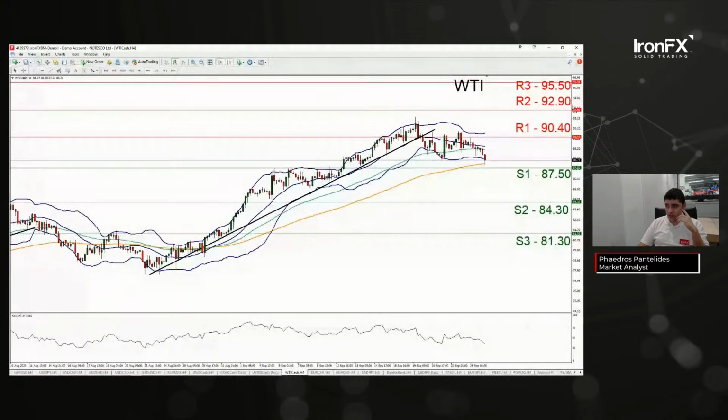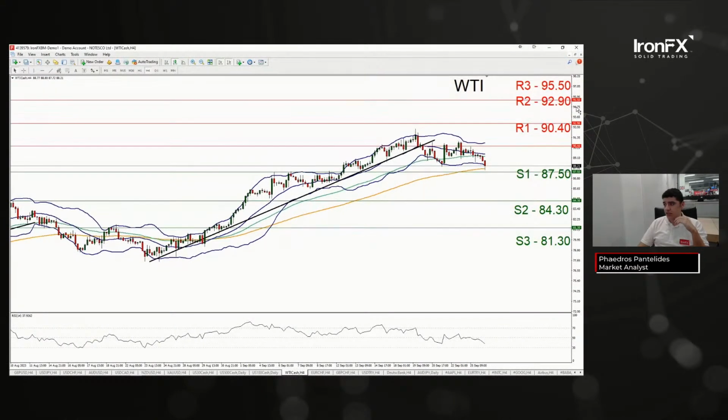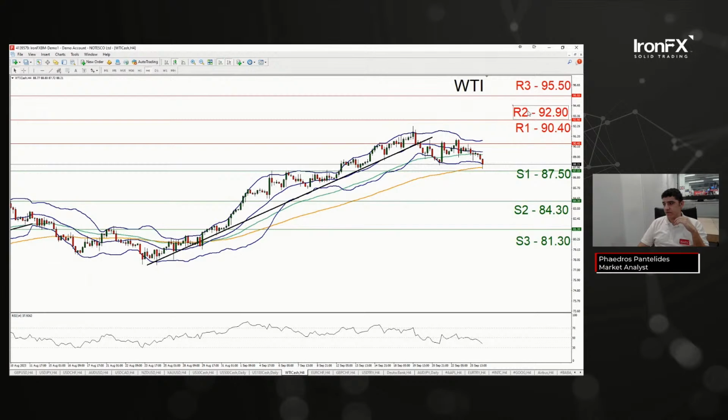R1 is 94.00, R2 is 92.90, and R3 is 95. So from a technical point of view, looking at the RSI, it's aiming for 30, implying a bearish market sentiment. But for a bearish outlook, it would need to break below S1 before aiming for S2. For a neutral outlook, however, I would like to see it testing support at S1, failing to break S1, and then perhaps staying between S1 and R1. So are we maintaining a slightly sideways outlook? Note that the narrowing of the Bollinger Bands implies low market volatility.